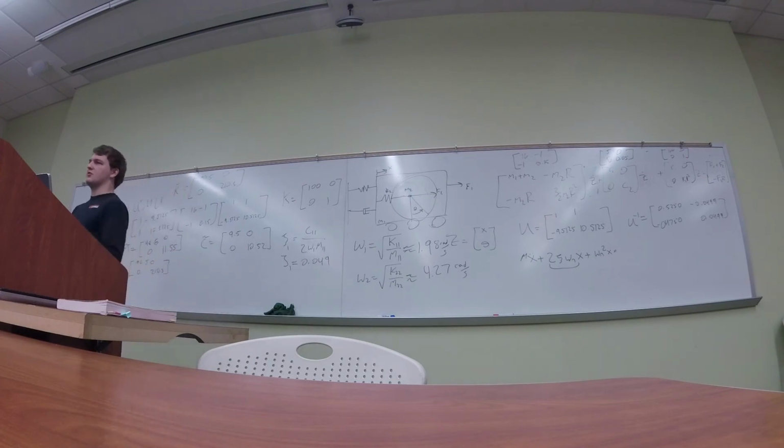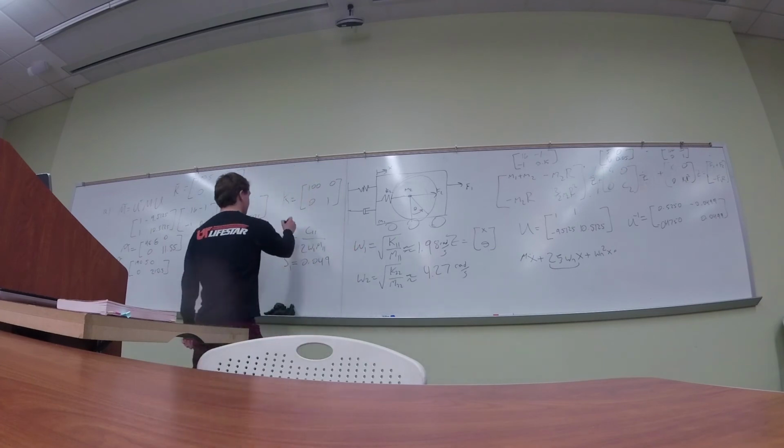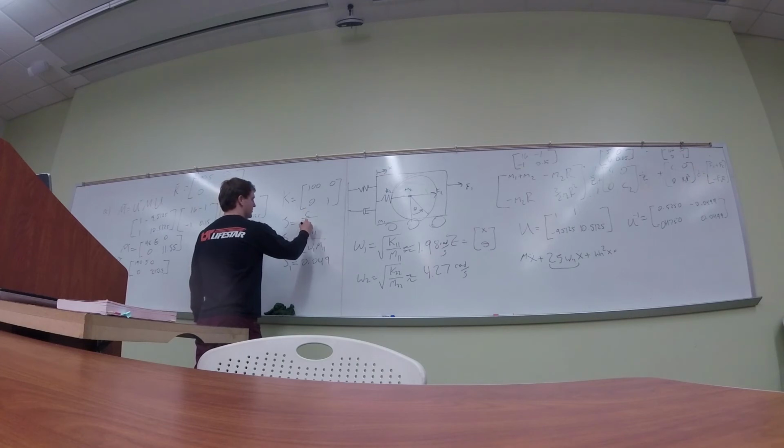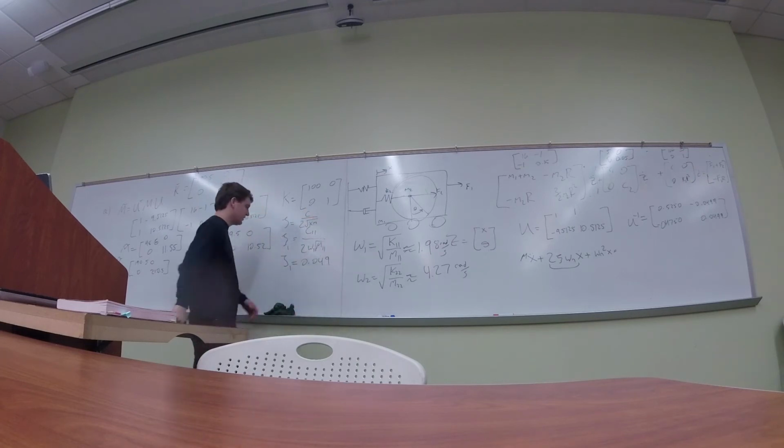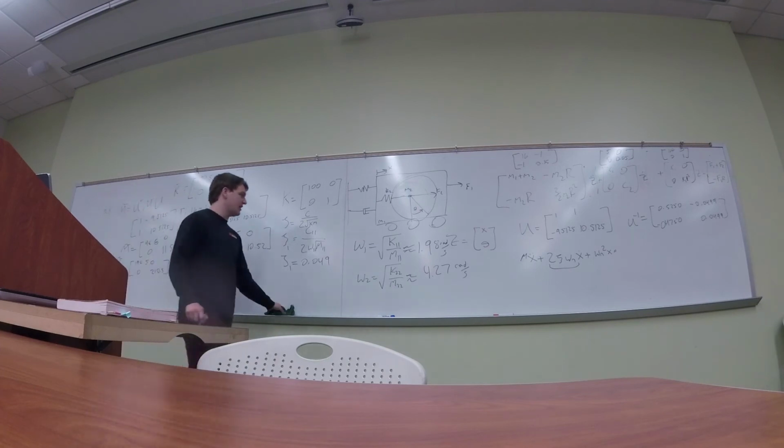Does that make a little bit of sense? Because what zeta is, if you look at the definition of zeta, it's going to be C over 2 square root of Km. Oh, this is square root. My bad. And so it is going to be square root.